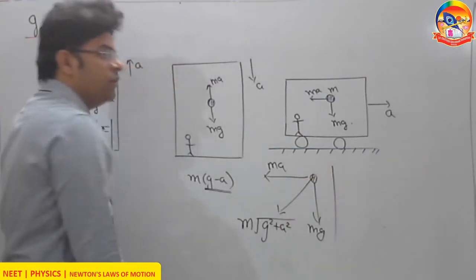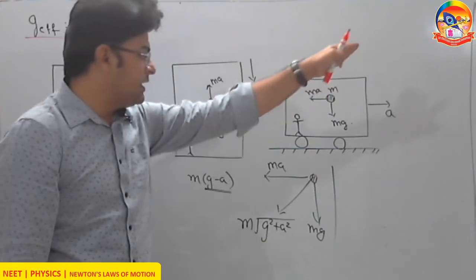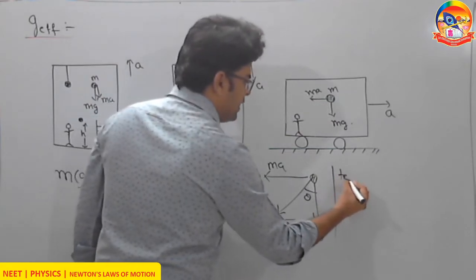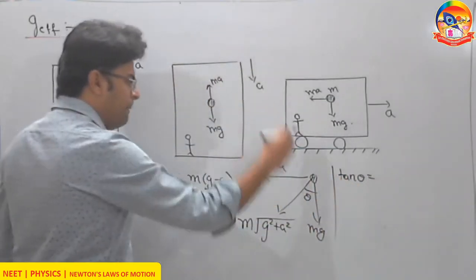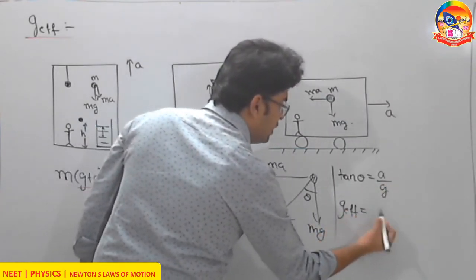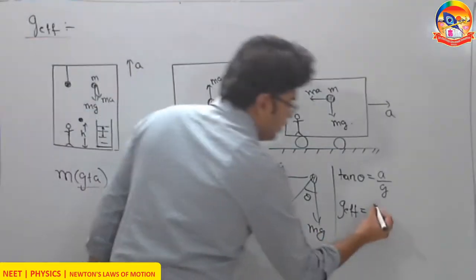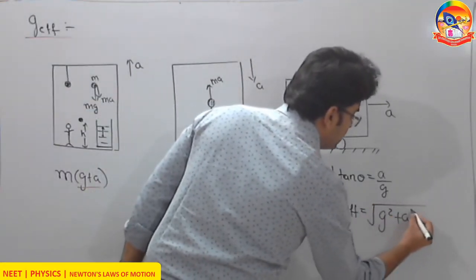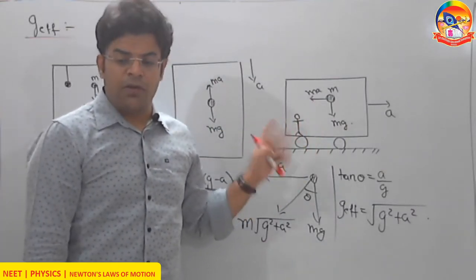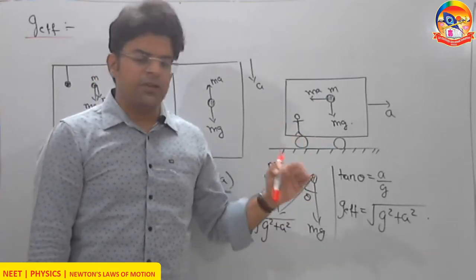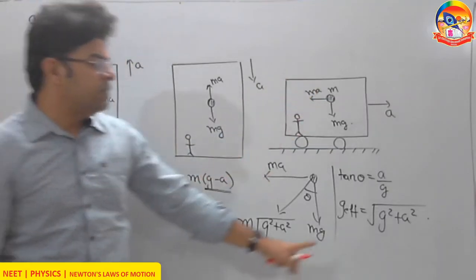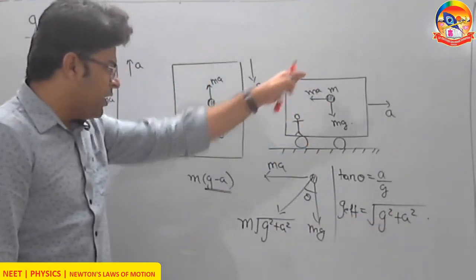So remember that the g effective in this case comes out to be at some angle. How much angle? Let's say angle theta. So you can say tan theta equals ma by mg, m gets cancelled, a by g. And the value of g effective is nothing but under root of g square plus a square. So this person will say, I am standing in a weird world where the acceleration due to gravity is not downward, it is at some angle. This acceleration due to gravity is under root of g square plus a square at an angle theta with the vertical.